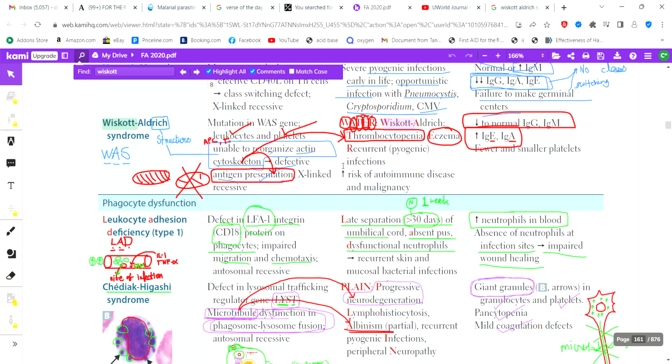The severe recurrent infections develop after transplacental maternal IgG and maternal mucosal IgA decrease around 6 months of age. So basically, if the kid has Wiskott-Aldrich syndrome, you're going to see it around 6 months of age, once the mom's IgG and IgA stop working in the kid.